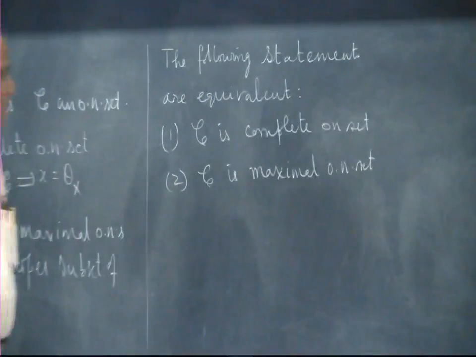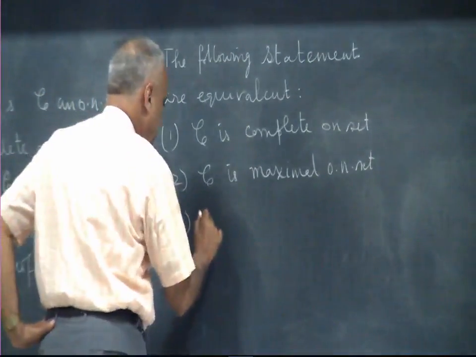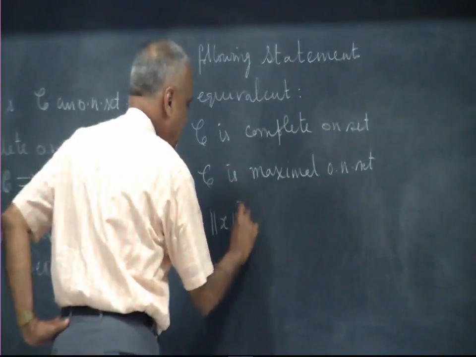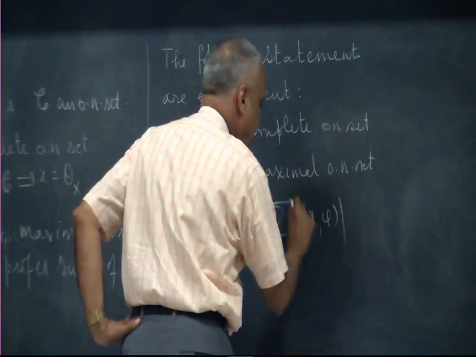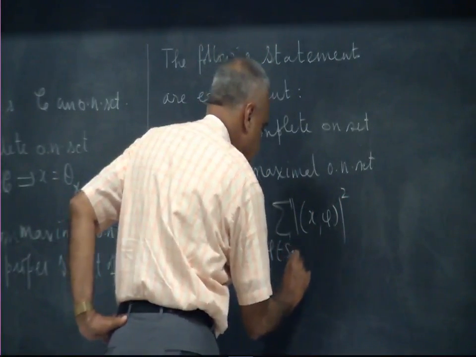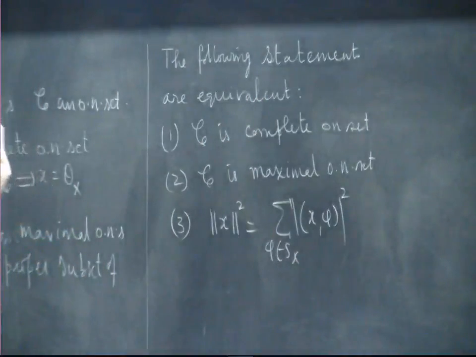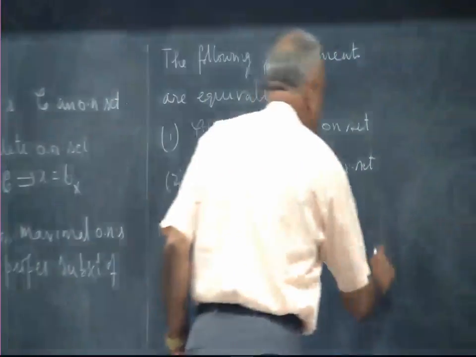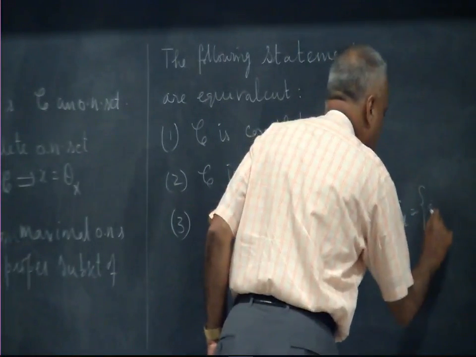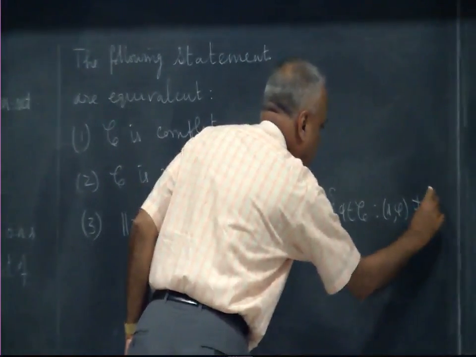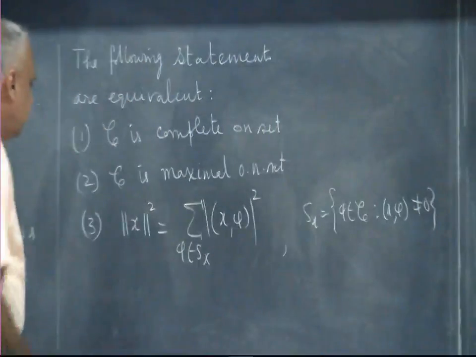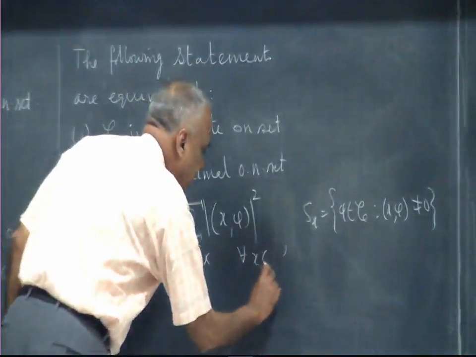The third is Parseval's identity, norm x squared is equal to the sum of |<x, phi>| squared, where phi runs over the support. Remember that there will be only a countable number of them for which it will be non-zero, and that is called the support of x, where Sx is the set of all phi in C such that <x, phi> is not equal to 0. And we have seen that this will be countable for every x in X.